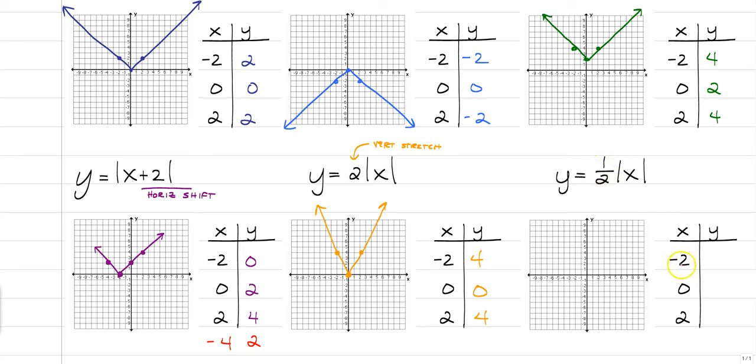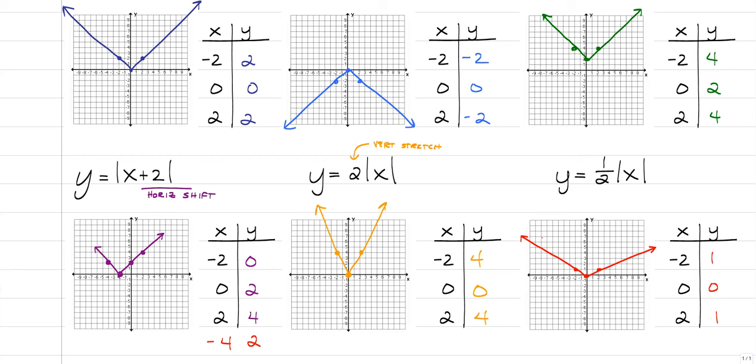So that would be negative 2. The absolute value of negative 2 is 2, but half of that is 1. And of course, you can figure that this is going to be 1, 0, 1. Now, if we were to go to negative 2, comma 1, and then of course 0, 0, and 2, comma 1, this V looks wider. Again, it's because we flattened it. We made it shrink vertically.